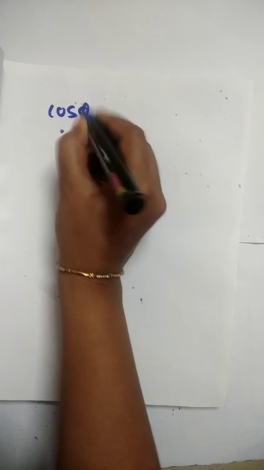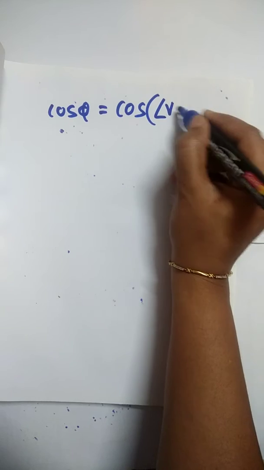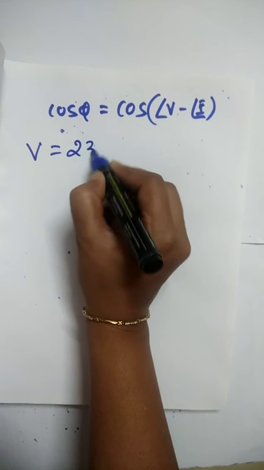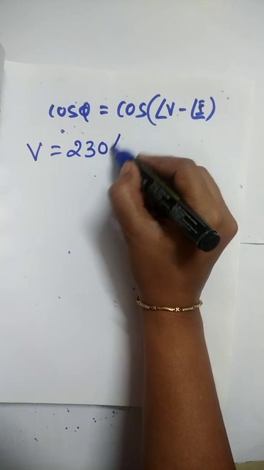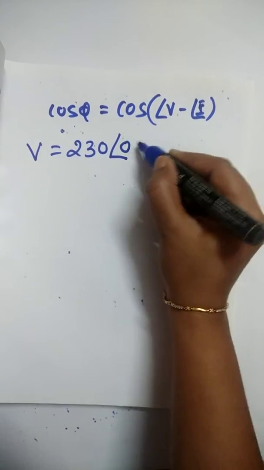Then third is cos phi. We require cos phi. Cos phi is the cosine of the angle between voltage and current. So what is the voltage? Voltage is the supply voltage. It is 230 volt. They have not mentioned anything, meaning this is 230 volt at an angle 0 degrees.